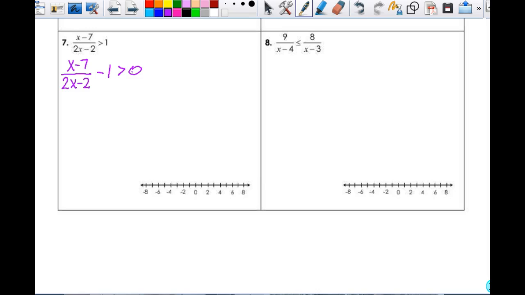So in order to have the fraction and something that's not a fraction and combine them, what do I need? A common denominator. And so my common denominator would be 2x minus 2. So this gives me (x minus 7) over (2x minus 2) minus (2x minus 2) over (2x minus 2) is greater than 0. Now, when I actually combine these, what do I have to be very careful with? The signs, right? Because this is minus this. So you can put it in parentheses.